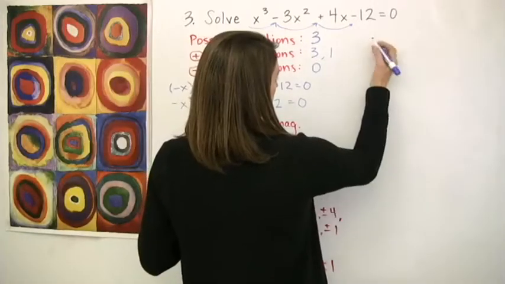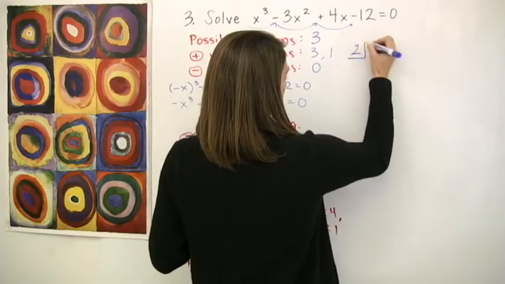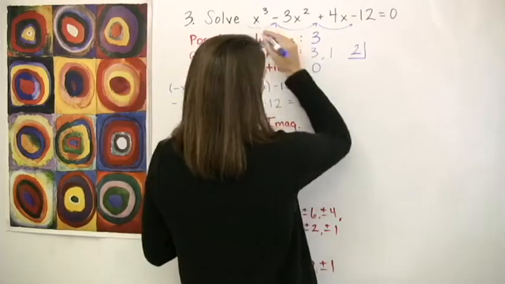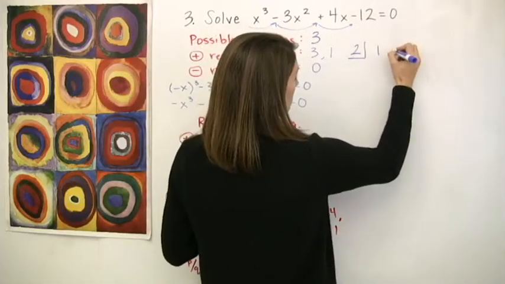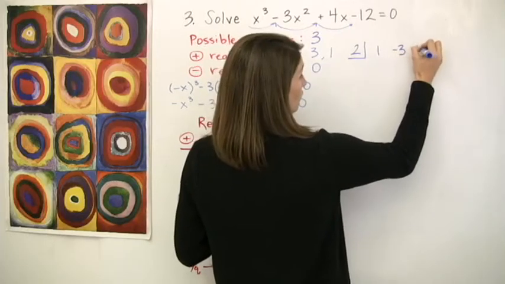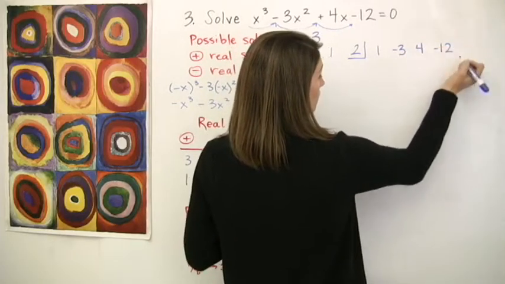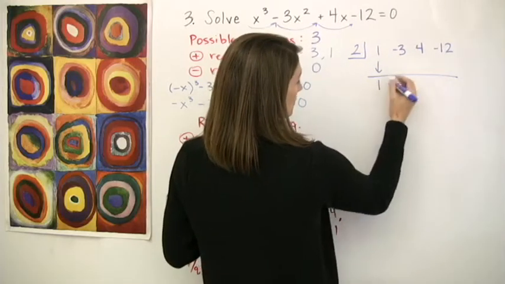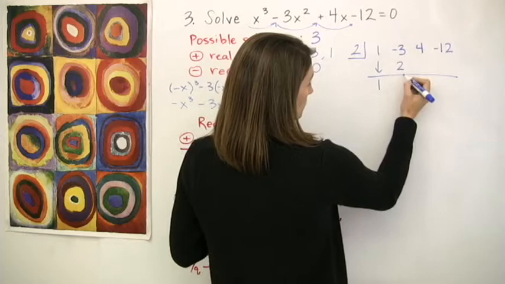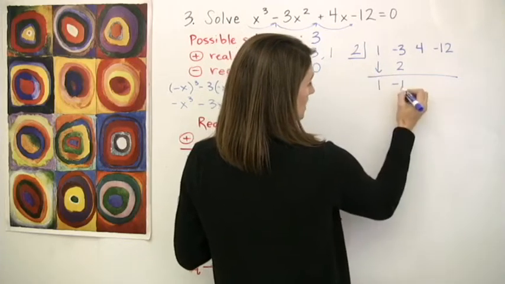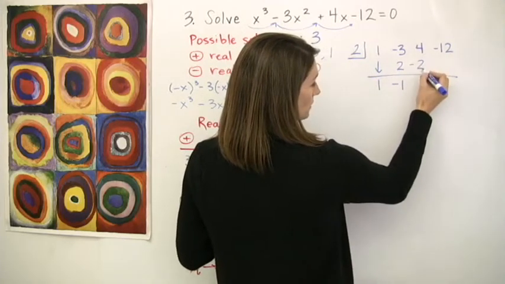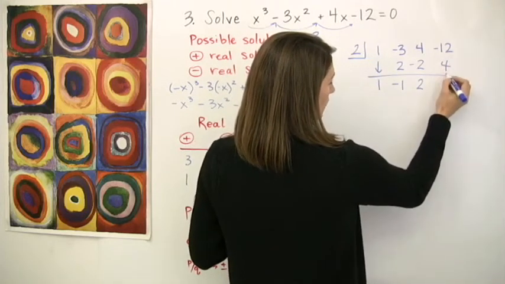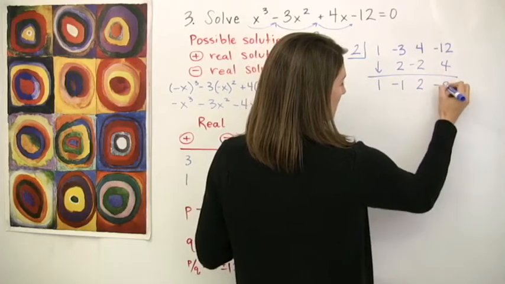Let's say we were to do some synthetic division with this factor. We were going to divide this polynomial by x minus 2. So let's pull down our coefficients. We have 1, negative 3, 4, negative 12. And then working through our division here, bring down our 1. 2 times 1 is 2. Negative 3 plus 2 is negative 1. 2 times negative 1 is negative 2. 4 plus negative 2 is 2. 2 times 2 is 4. Negative 12 plus positive 4 is negative 8.